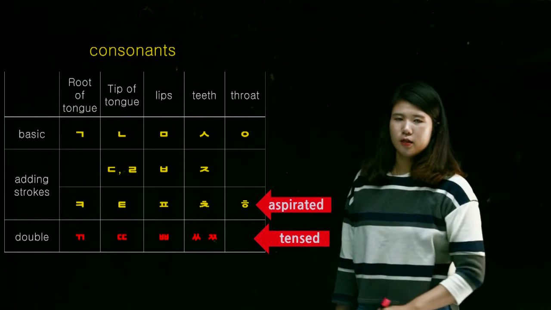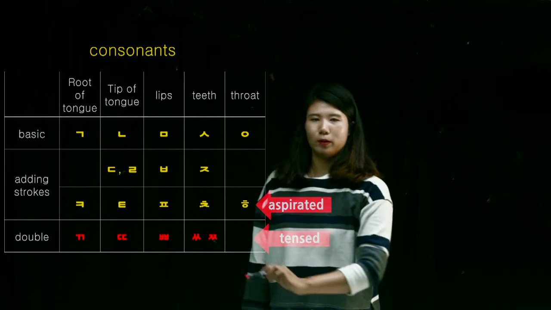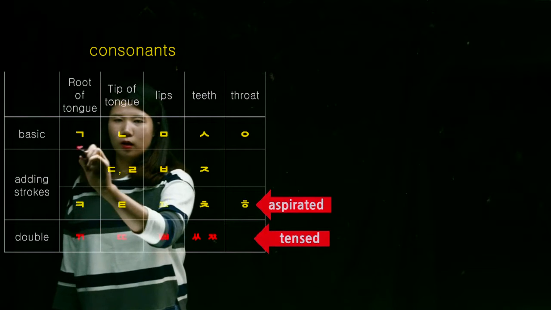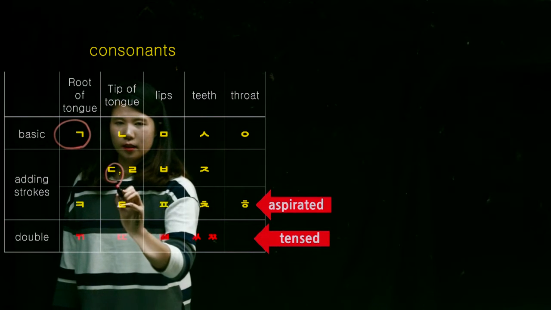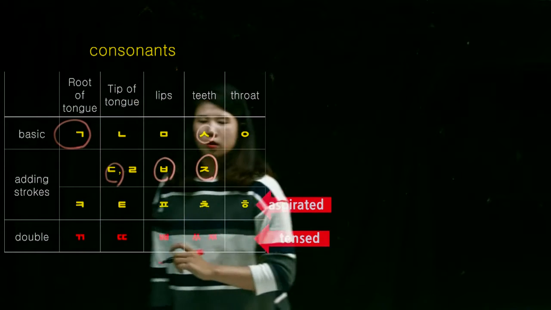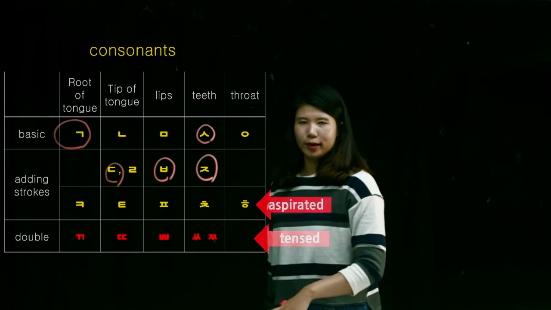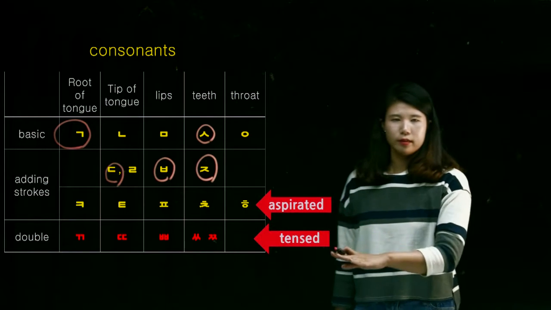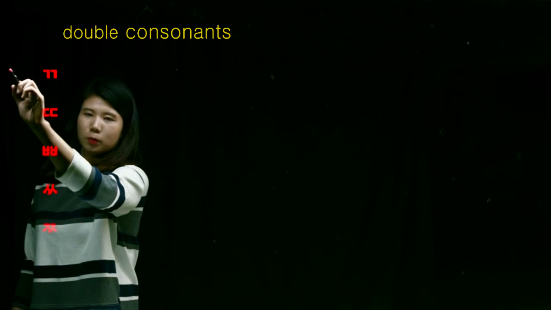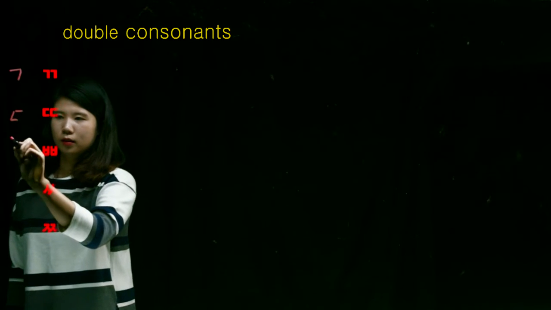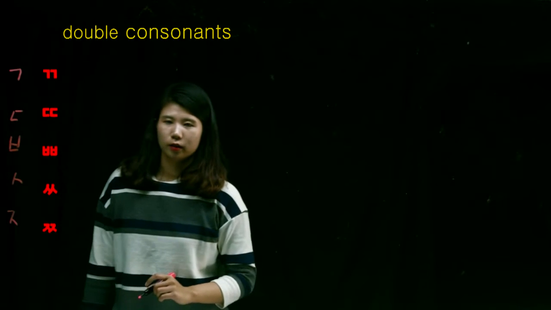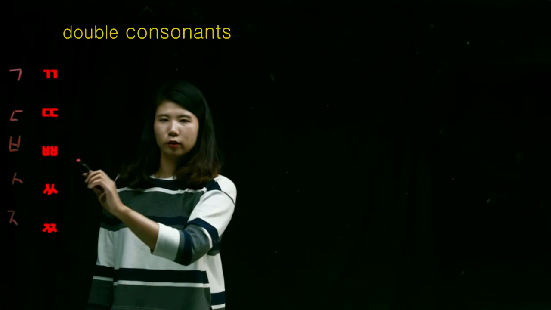These are the consonants we learned, and the ones in red we will be learning today. Literally, they're just double consonants. So double of these: 기역, 디귿, 비읍, 시옷, and 지읒. It literally means just write them twice, double them, and they have a tense sound.